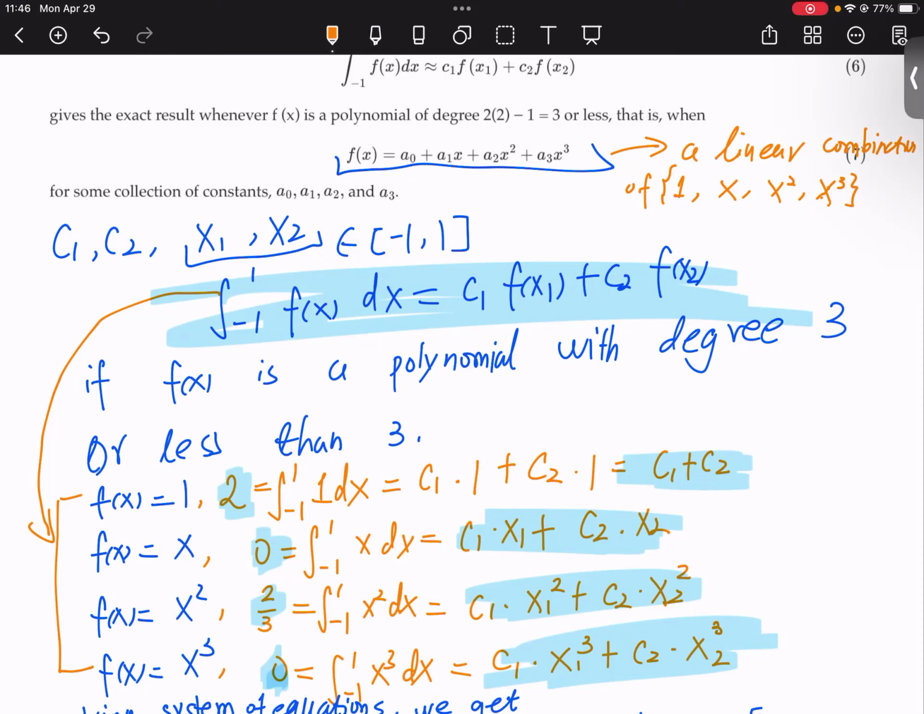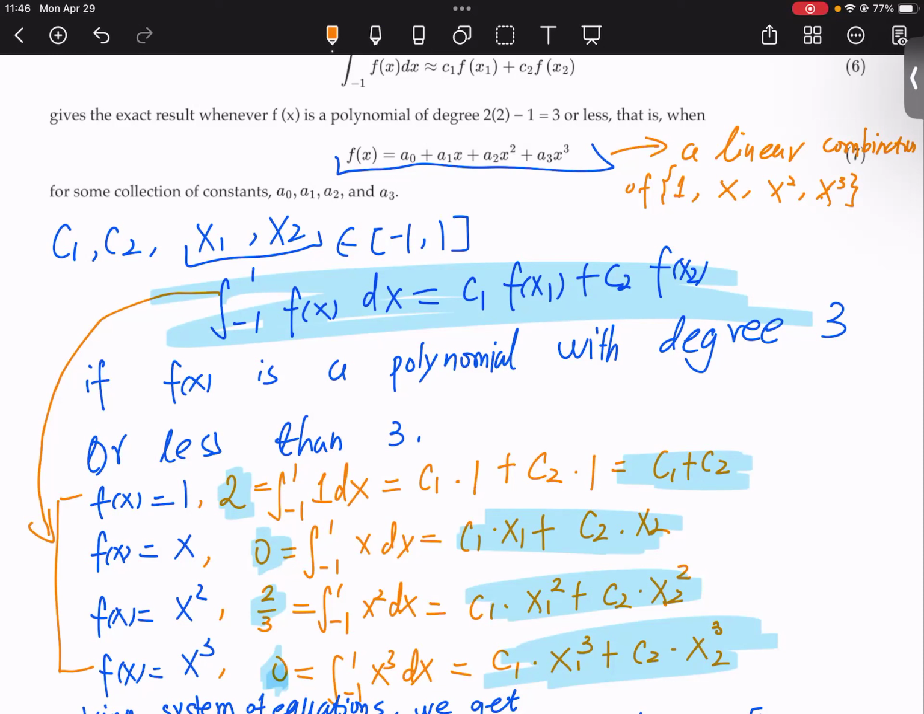And then on the right-hand side, I do the same plug in here. This is f(x) equals 1, which means that f(x1) equals 1, f(x2) equals 1 as well. So 1 here, c1 times 1, c2 times 1, and I get c1 plus c2. And for f(x) equals x, the second case on the right-hand side, f evaluated at x1 is just x1, and evaluated at x2 is x2 here.